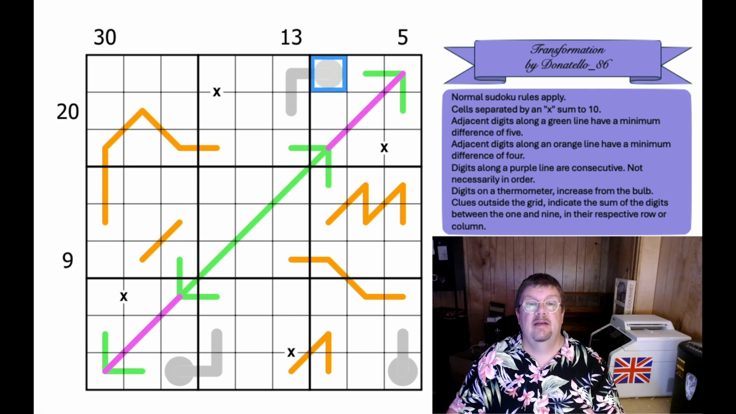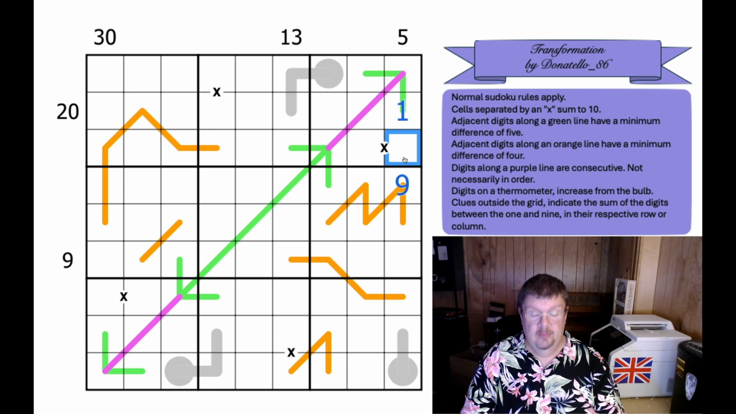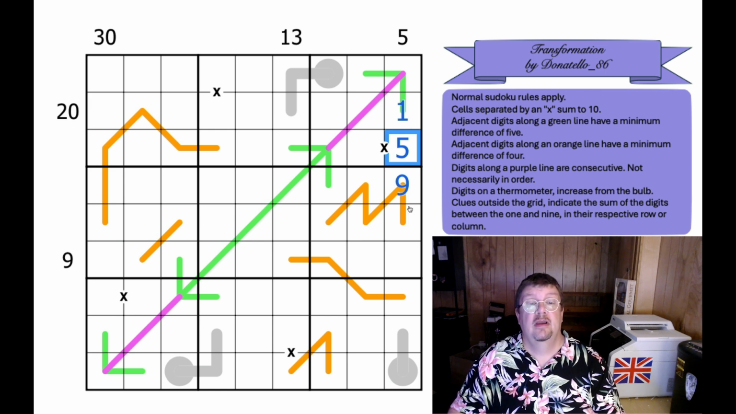And lastly, clues outside the grid indicate the sum of the digits between the 1 and the 9 in their respective row or column. So an example here might be that if that were a 1 and that were a 9, this would have to be a 5. And if that were a 1 and this were a 9, that would be a 2-3 pair. That's a different way to make up 5. Okay, that's all the rules.